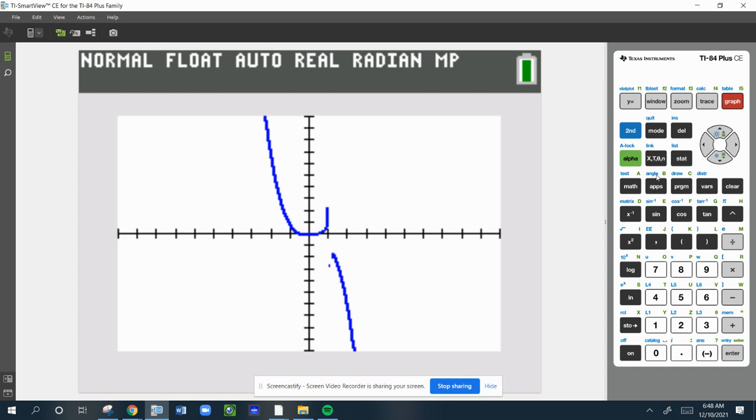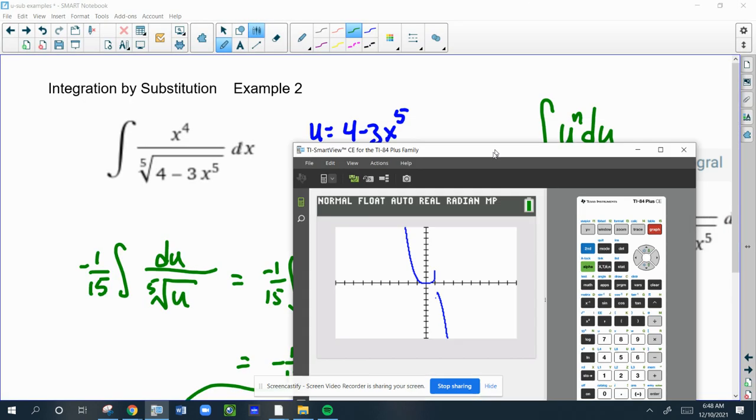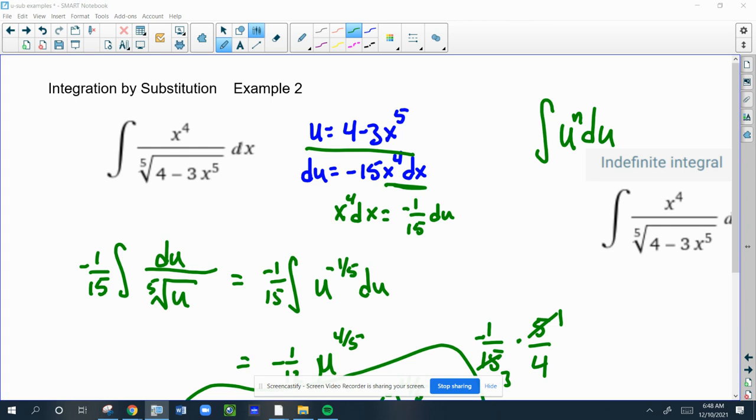It looks like there's something going on in this area around 1. So when I do my integral, I want to choose some numbers that don't cross this area of 1. So I'm going to choose to integrate this from, let's say, 2 to 3. This is what I'm going to enter in my calculator and see what answer I get.